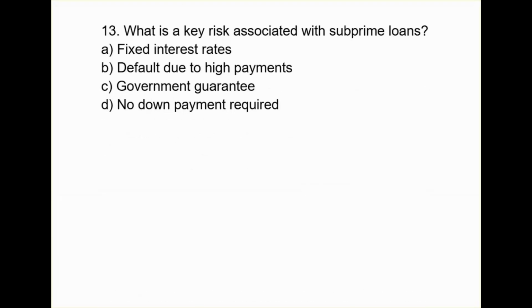What is the key risk associated with subprime loans? A. Fixed interest rates. B. Default due to high payments. C. Government guarantee. D. No down payment required.